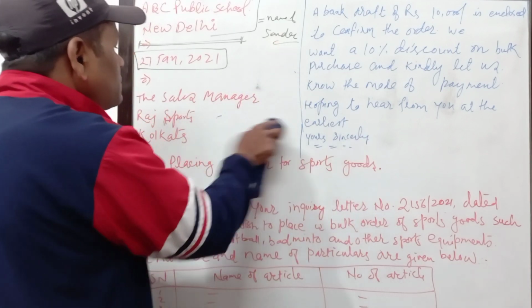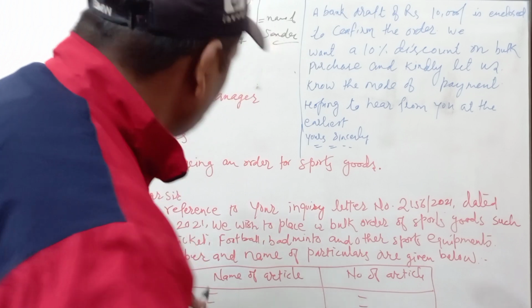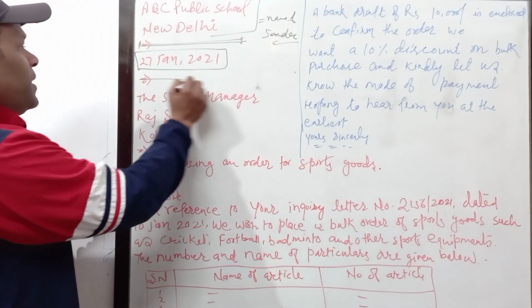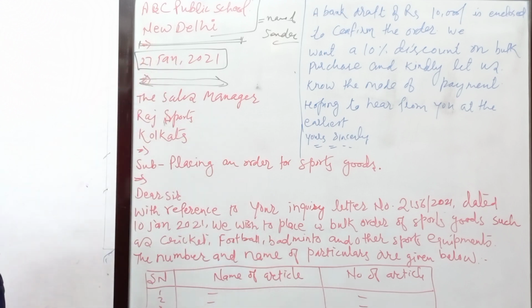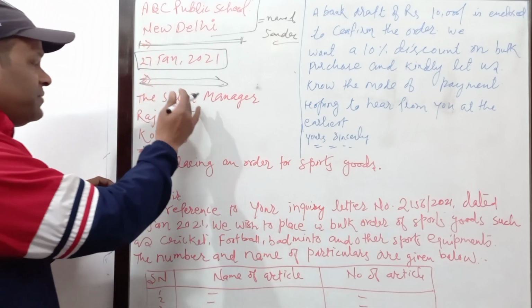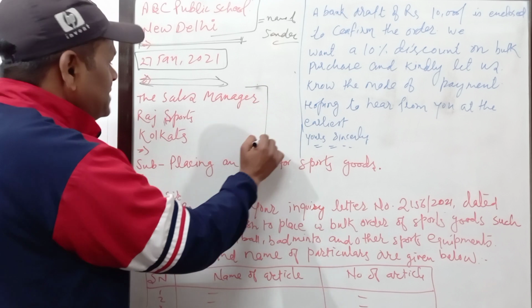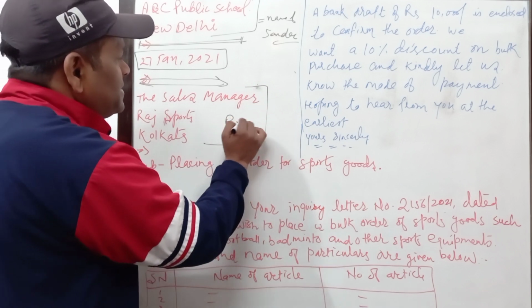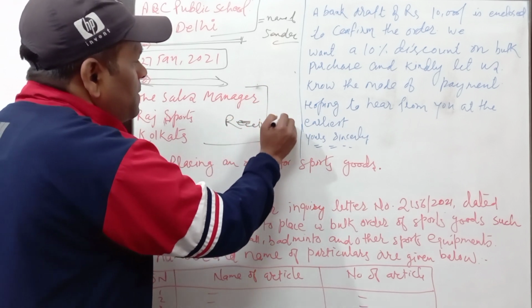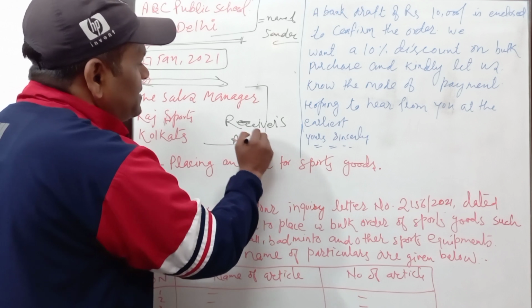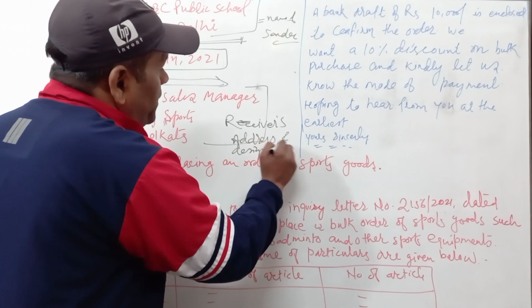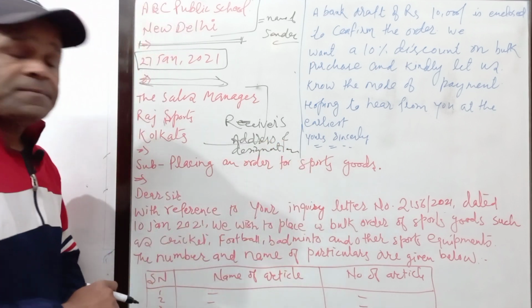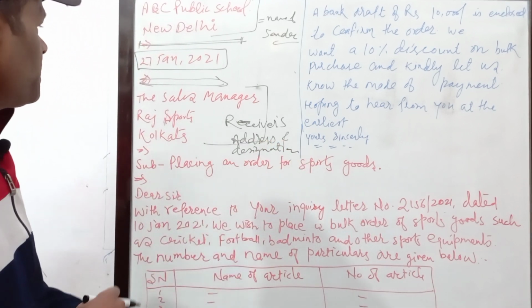Got it? After writing the date, you have to keep one line gap again. This arrow mark is for the gap. And then we come to the receiver's address. This part is what? Receiver's address and designation. Now the question comes, how do we get that? It is already given in the question.